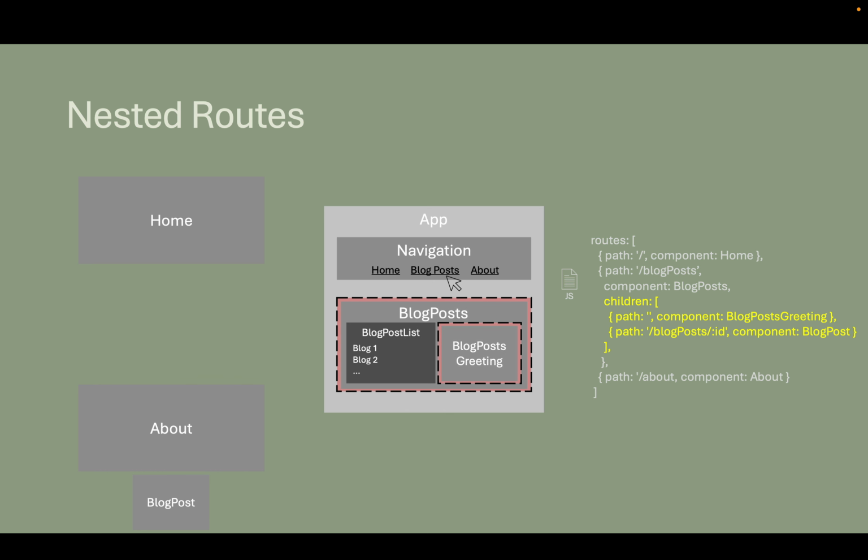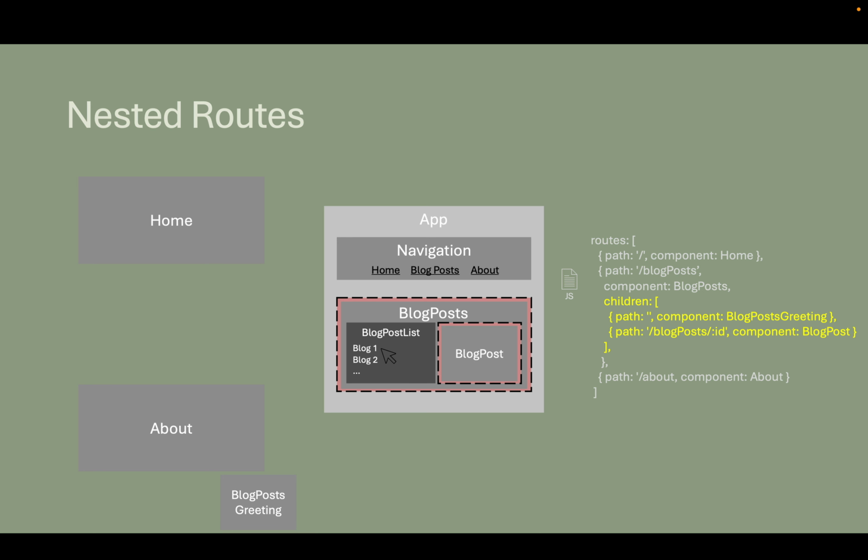As you can see, at the same time, according to the children routes, the blog posts greeting component is rendered in the router view inside this blog posts component. So far, so good. Next, let's click a blog in this blog post list. For example, let's click blog post 1. Since /blogposts/1 is matched according to the routes defined here, the blog post component is rendered here. Of course, showing the detailed blog post of blog post 1.